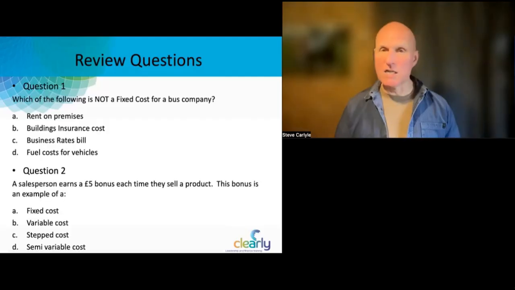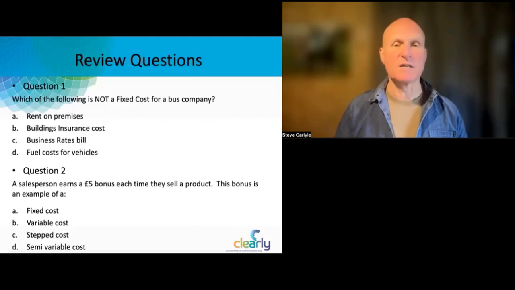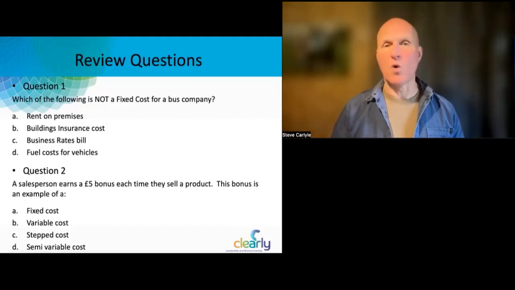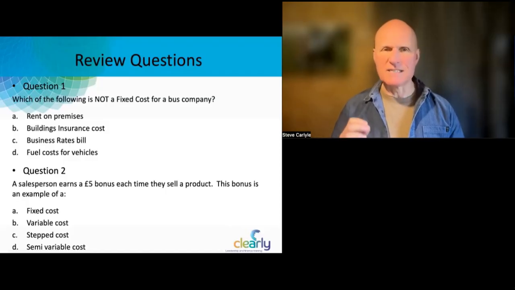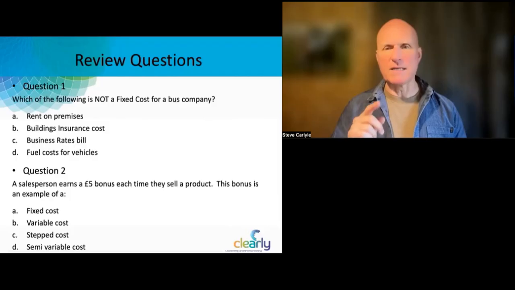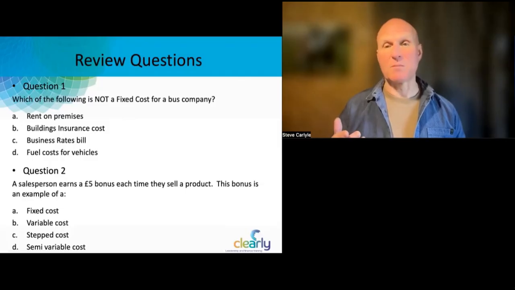Question 2. If a salesman earns a £5 bonus every time they sell an extra unit of a product, the bonus is an example of what? So 4 answers there. Pick one of them. Pause me now if you want to. Okay, here's the answer. It's an example of a variable cost. It's a pure variable cost because every time we sell an extra unit, then we have to pay this extra £5 to the salesman. So it's a definite variable cost, completely variable, goes up in a straight line as the units of products that are sold go up. Okay, so that's an example of a variable cost.